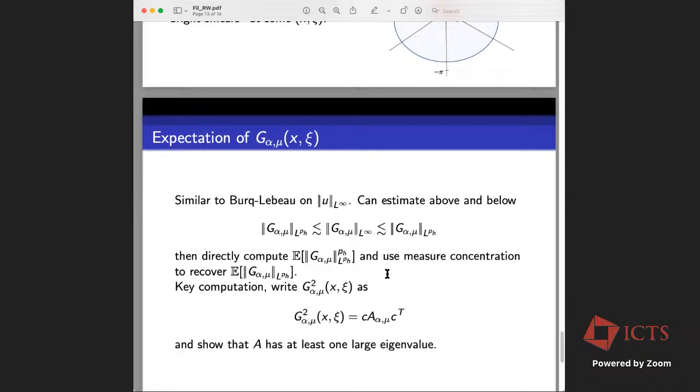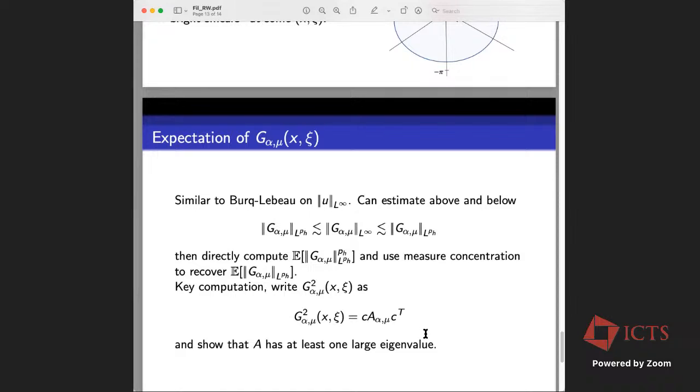The key computation is to reduce it to a bilinear form with some function with a matrix A here and show that A has a large eigenvalue. That gives you your lower bound. Essentially, the eigenvalue itself is the lower bound there.